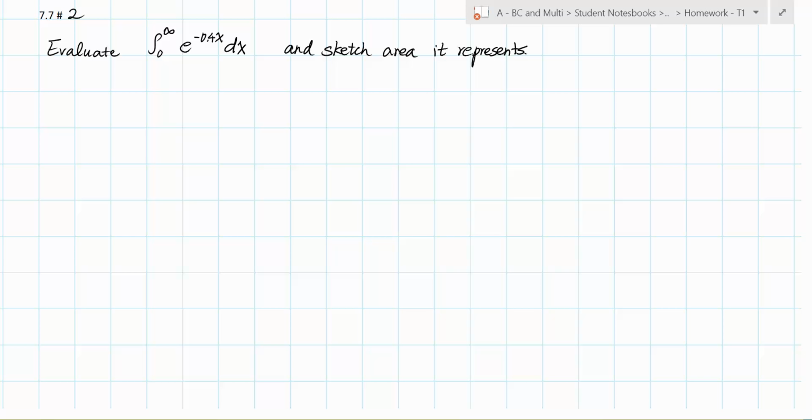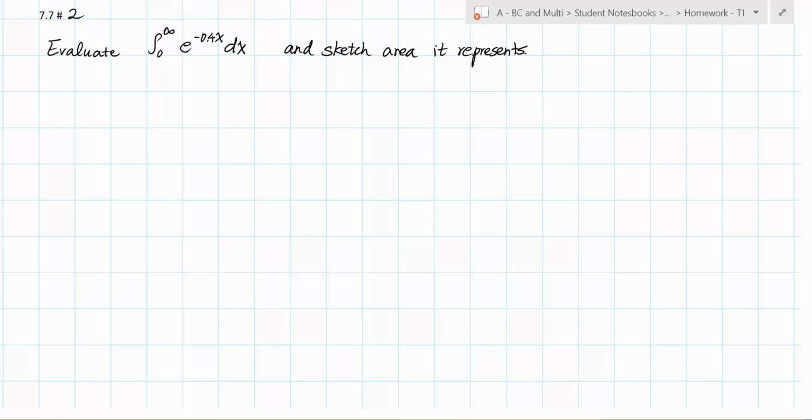Homework of December 8th is to work on 7.7, and I choose to work on number 2, which is evaluate the integral from 0 to infinity of e to the negative 0.4x dx, and then sketch the area that it represents. So first we have this here.